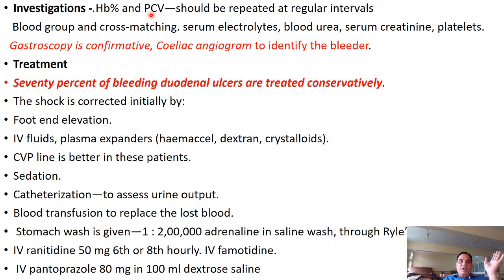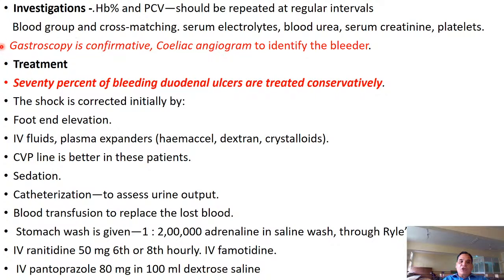PCV means concentration and hematocrit, ESR. Hemoglobin is not very sure because there is a concentration. Blood group must be done. Serum electrolyte, blood urea, creatinine and platelet. All blood investigations have to be done including blood group.